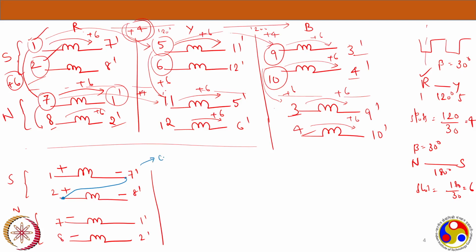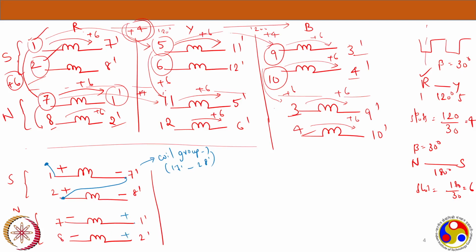I will call this coil group 1. One coil group in an entire distributed coil. So this is 1 7 dash and 2 8 dash. This is one coil group. Now let's say this is one terminal I have. Now I want to connect the two coils in the north pole also. So this is plus and this is plus, minus plus minus plus.